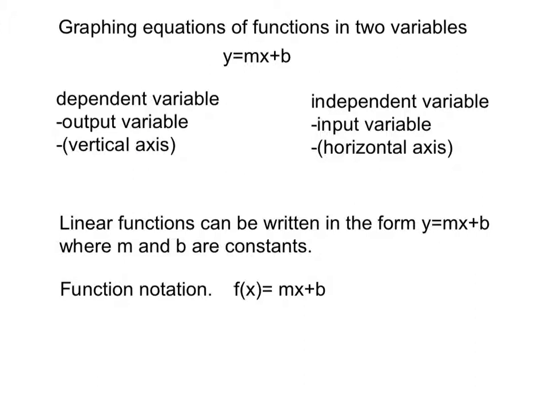Linear functions can be written in the form y is equal to mx plus b, where the m and the b are going to be constants. In other words, the only thing that will change in the equation will be the x and y, and the ordered pair will stipulate what x is and what y is. If we're using function notation, it's almost the same. Function notation simply says f of x is equal to mx plus b, where f of x actually represents the output value, or the y.